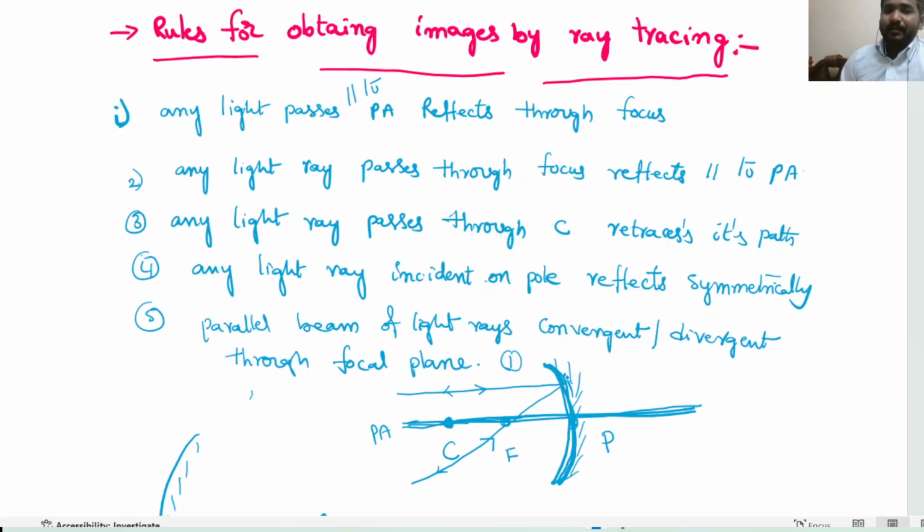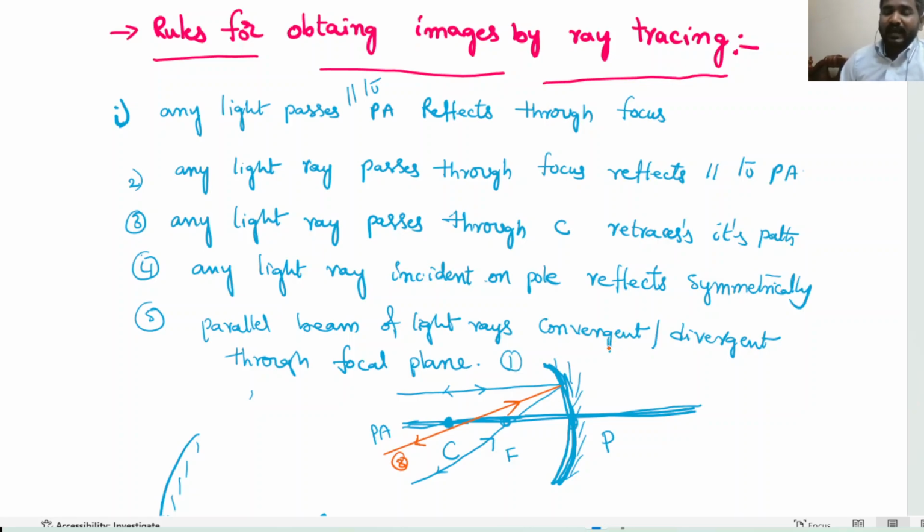Third one: any light ray that passes through the center of curvature retraces its path. Why? Because for a given curved surface, the center of curvature gives the normal. Therefore, any light ray which passes through the center of curvature is incident on the surface and retraces its path. In this direction it is incident, and in the same direction it will be retraced. That is the third rule.